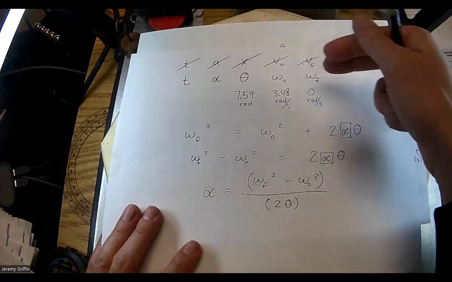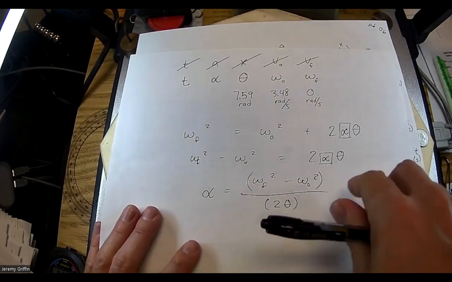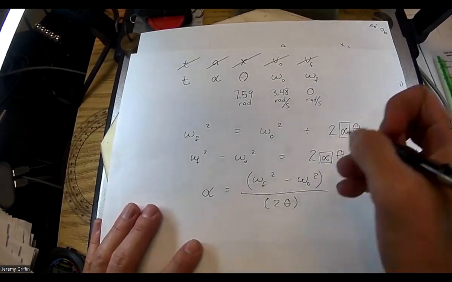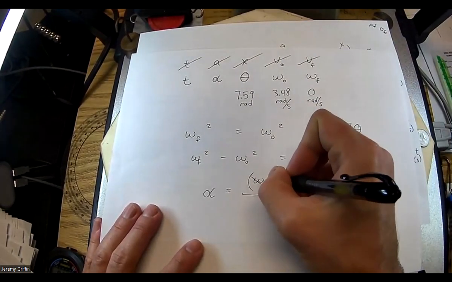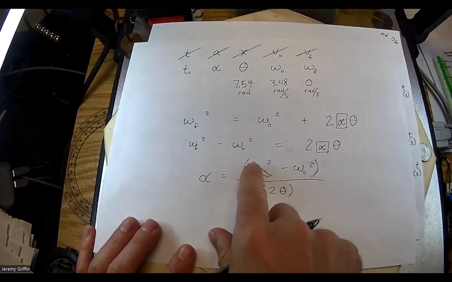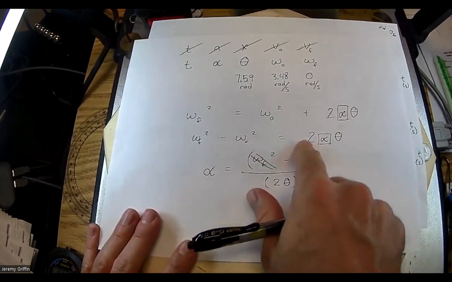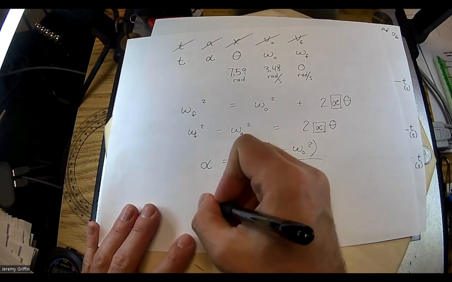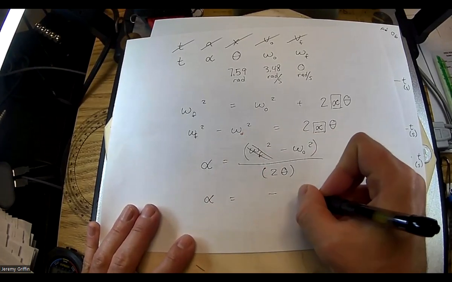Right. You could have plugged in the numbers first. That'd be fine too. It's good practice to be able to solve in terms of variables also. Well, omega final is 0 anyway, so let's just get rid of that. Right, so it goes to 0. So maybe it just simplifies to that if it's slowing to a stop. So alpha is, put in some numbers, the negative.